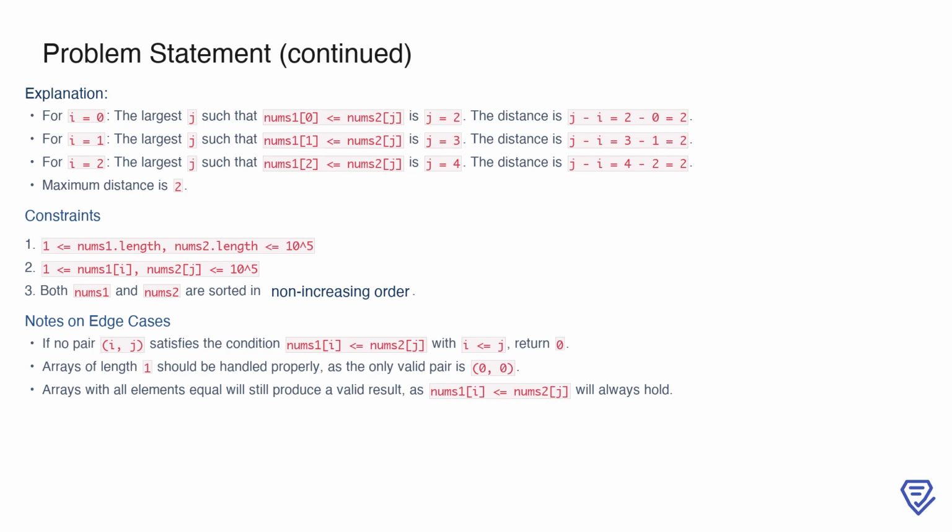To summarize, the problem involves iterating through potential pairs, i, j, while respecting the constraints, and the goal is to maximize the distance j minus i. Constraints such as array length and edge cases, like arrays of length 1 or arrays with identical elements, must be handled efficiently to ensure correctness and performance.